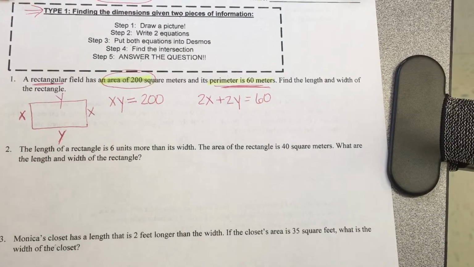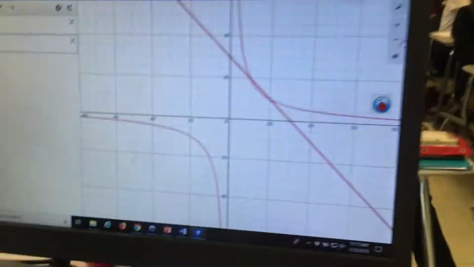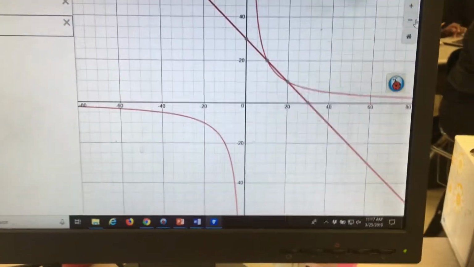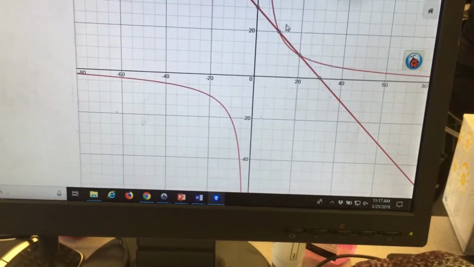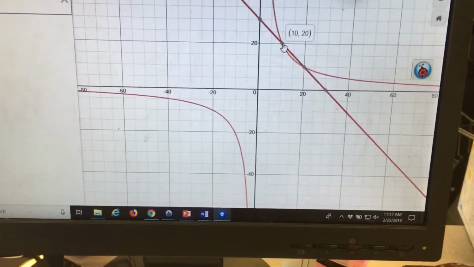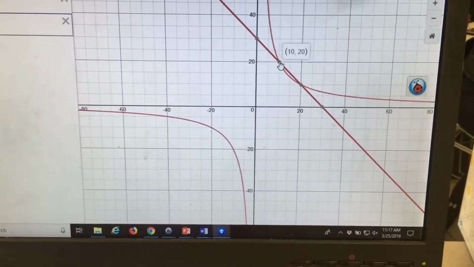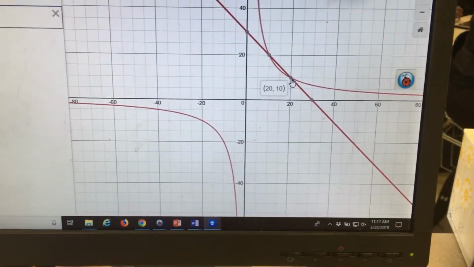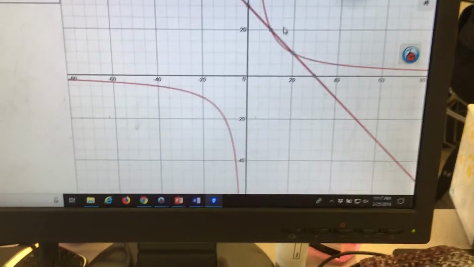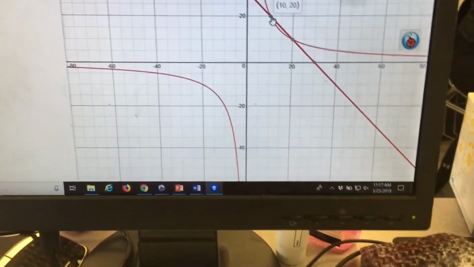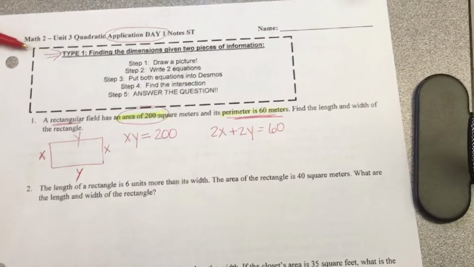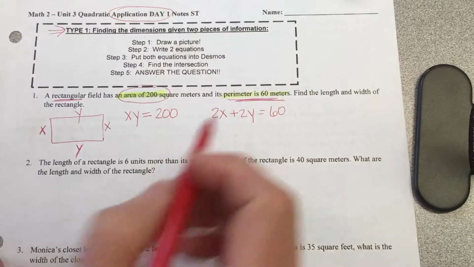And what does step 4 say to do? Step 4 says to find the intersection. So take your mouse, and it doesn't matter which one you find because one says 10 and 20. What does the other one say? 20 and 10. Those are your X and your Y. It doesn't matter which one you find. So what are my length and width of the rectangle?